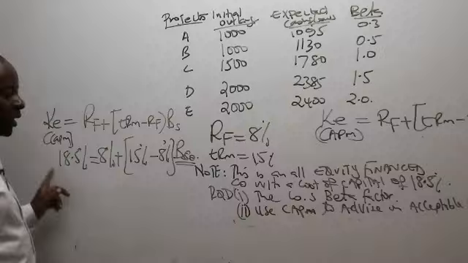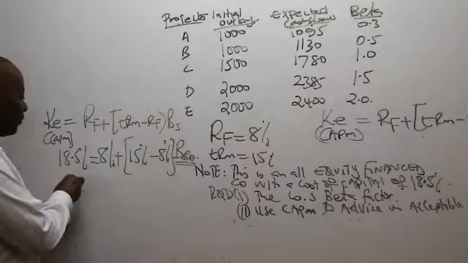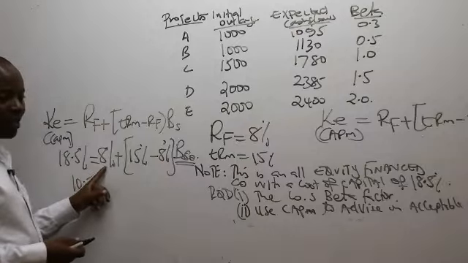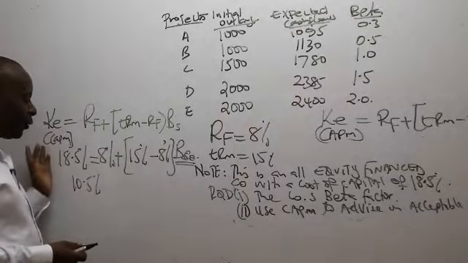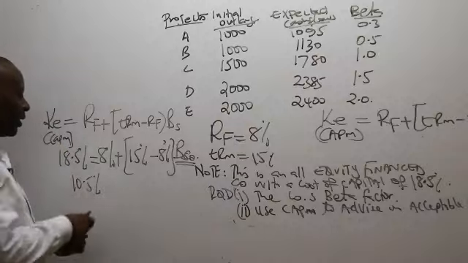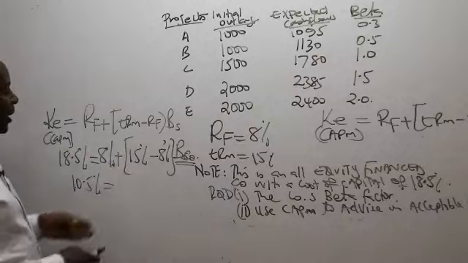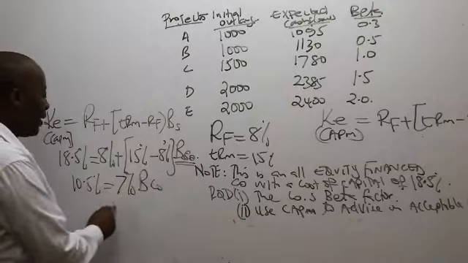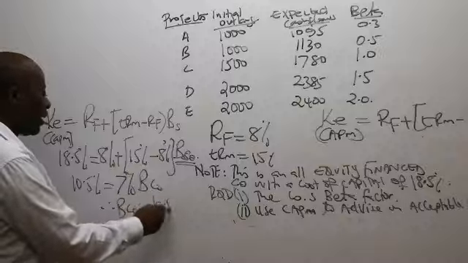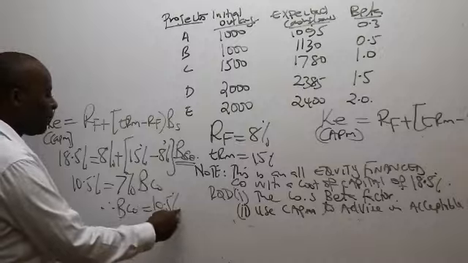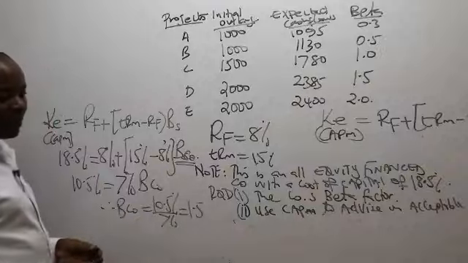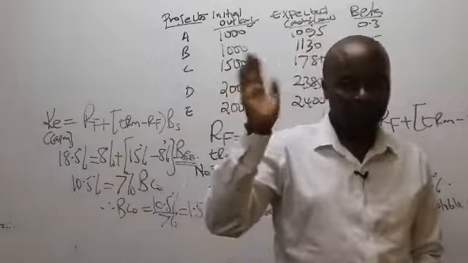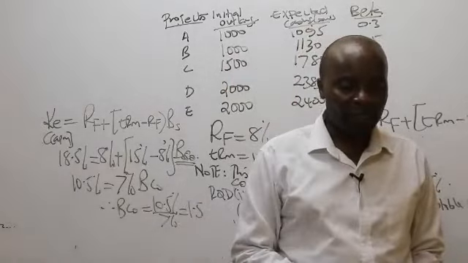If you take this to the other side, it will be 10.5. How have I gotten 10.5? That is 18.5 minus 8. Because I moved this one to the other side, it became negative. Equals 15% minus 8. That gives us 7. Therefore, beta of the company is 10.5% all over 7%, which somebody tells me will give us 1.5. Eric, thank you very much for your courage, but are we together? Eric, I never saw your answer for this.